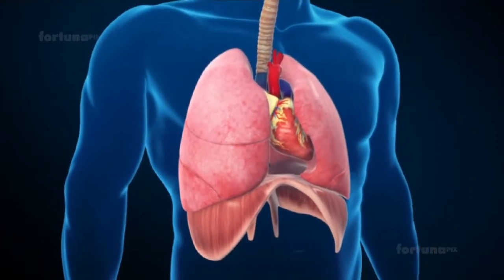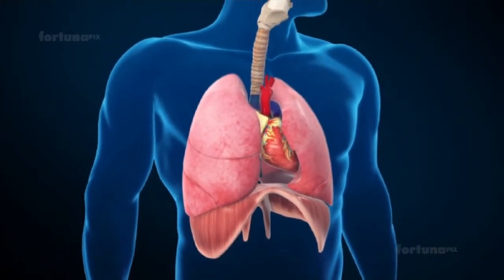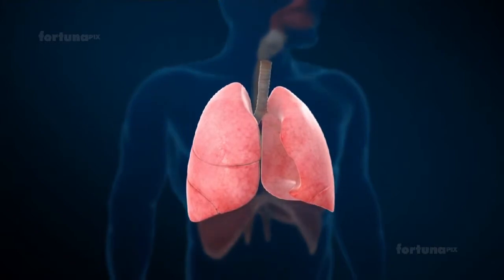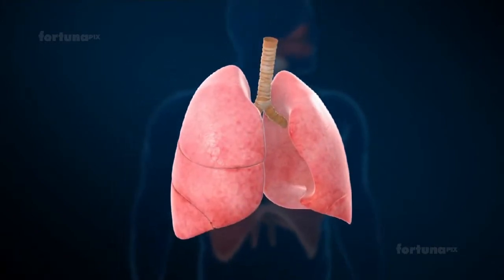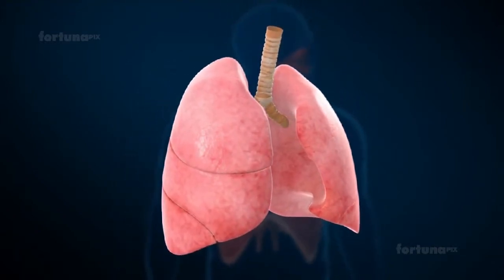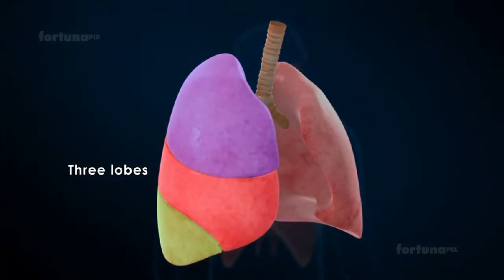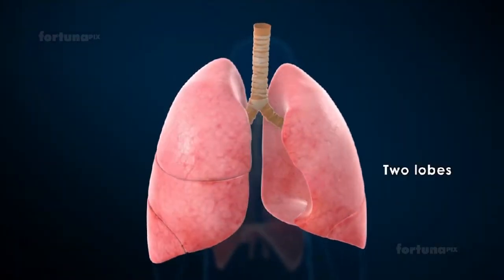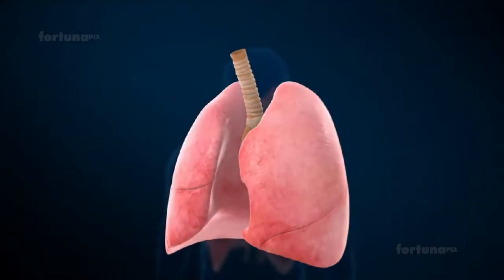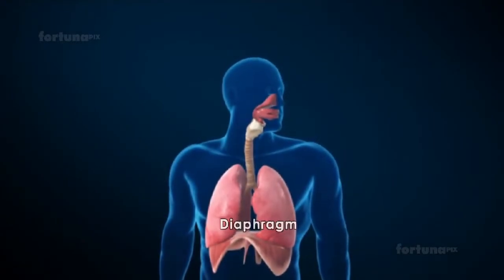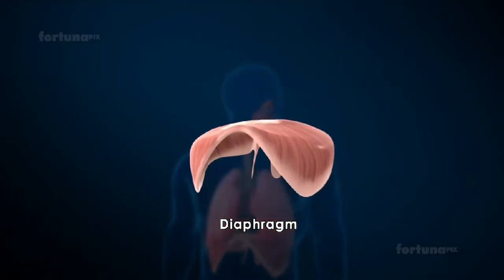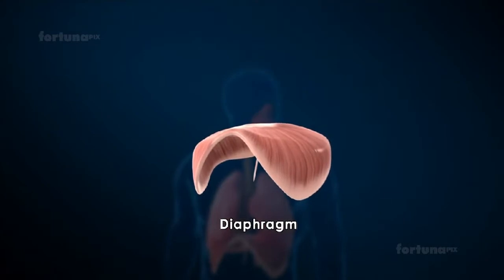The lungs are housed on either side of the heart inside the thoracic cavity. They are divided into lobes, with the right lung having 3 lobes and the left lung having only 2. Mechanism of breathing. The diaphragm is a sheet of muscles lying across the bottom of the chest cavity.